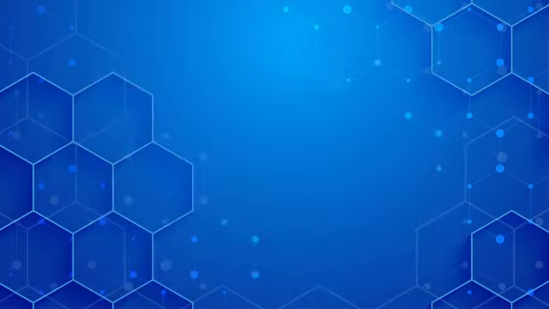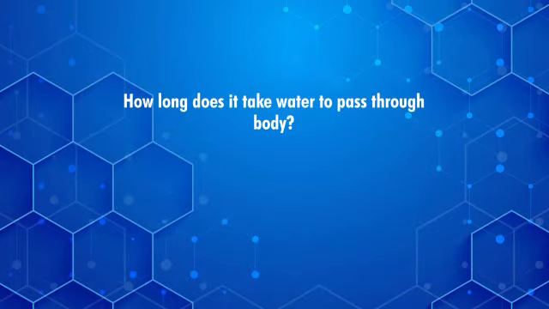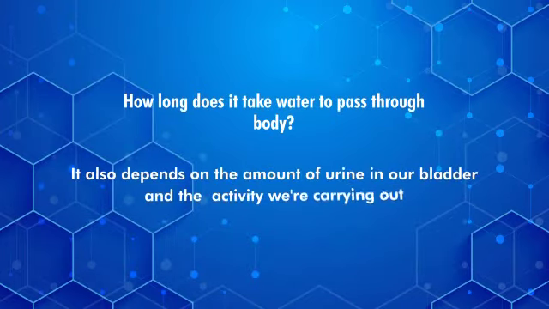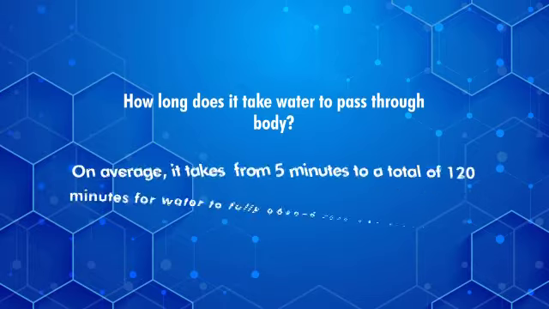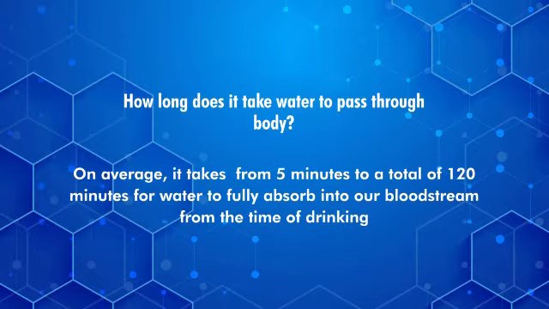How long does it take water to pass through the body? It depends on the amount of urine in our bladder and the activity we are carrying out. The amount of water consumed also affects the length of time. On average, it takes from 5 minutes to a total of 120 minutes for water to be fully absorbed into our bloodstream from the time of drinking.